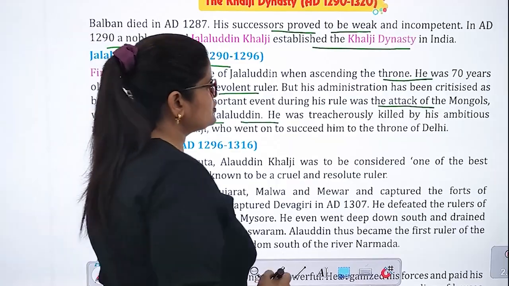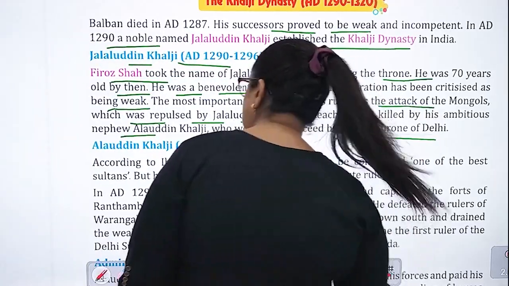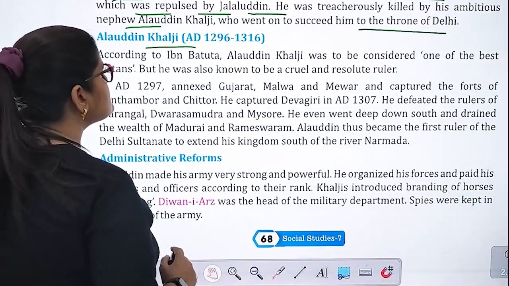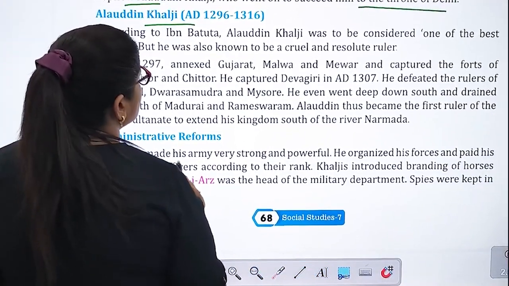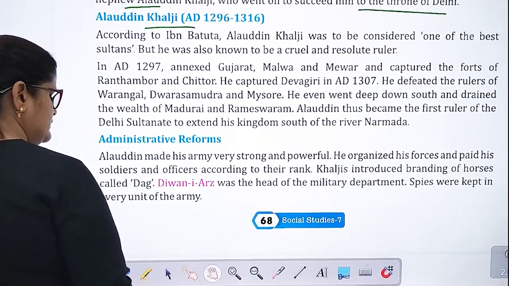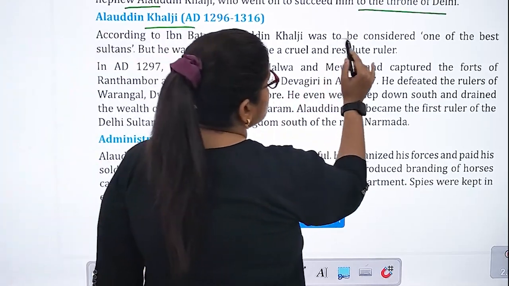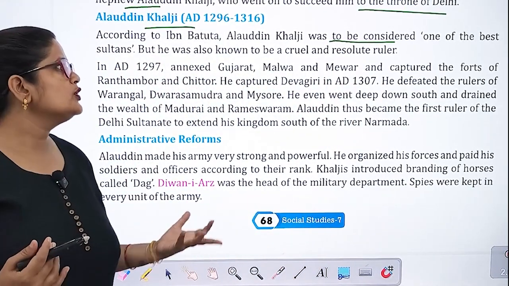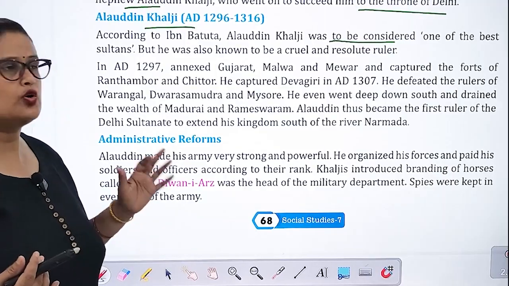So who went on to succeed him to the throne of Delhi? Alauddin Khalji, 1296 to 1316. According to Ibn Battuta, Alauddin Khalji was considered one of the best sultans, but he was also known to be a cruel and resolute ruler.